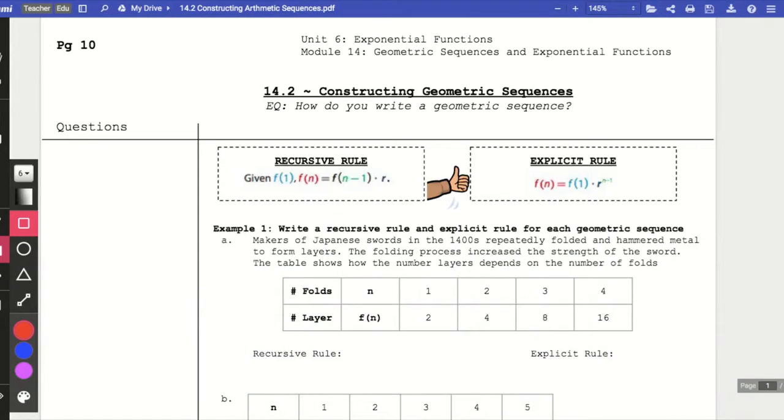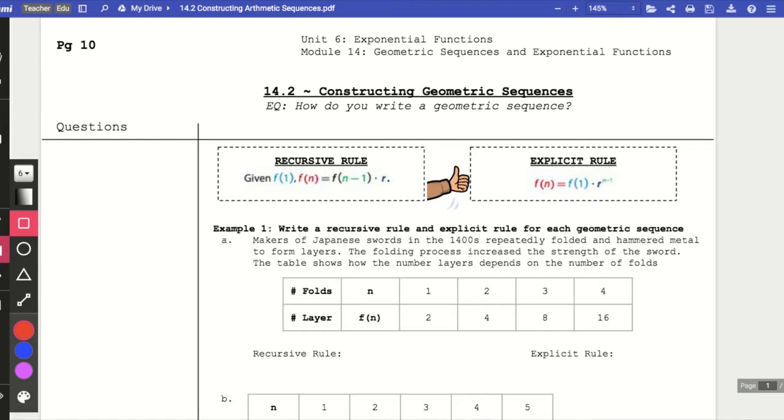A geometric sequence. If you remember in 14.1, we were really just trying to understand what a geometric sequence is. And what we found is that a geometric sequence is really like a recursive routine. And we were even given that new rule, which if you look below is the recursive rule: given f of 1, f of n is equal to f of n minus 1 times r. And we made a bunch of formulas using the recursive rule, which was great.